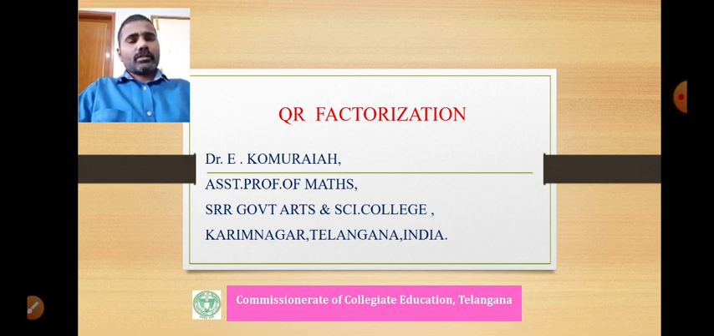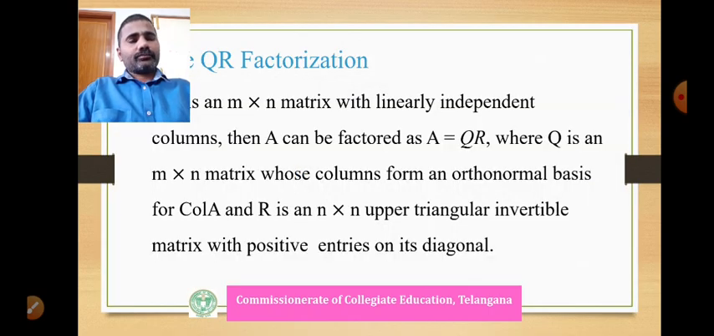Today I am going to discuss a topic in linear algebra: QR factorization of a matrix. If any matrix of any order m by n is given, we factorize it into a product of an orthonormal matrix and an upper triangular matrix. Q is an orthogonal matrix and R is an upper triangular matrix. The columns of Q are orthonormal vectors.